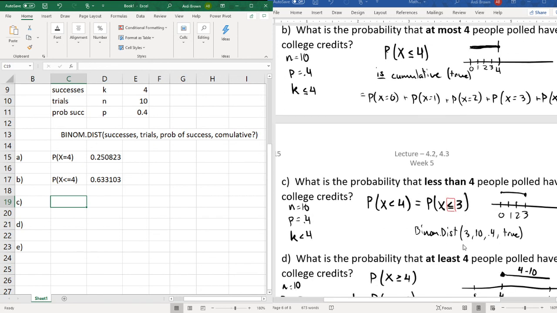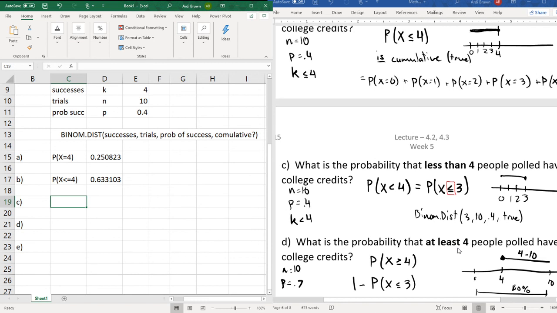If we look at C here, what is the probability that we're going to get less than 4? And so here I think it's worth just noting this. Probability that X is less than 4 is equal to the probability that X is less than or equal to 3 because we are in a discrete probability distribution. We sort of jump directly from 3 to 4 because we can't have anything in between.